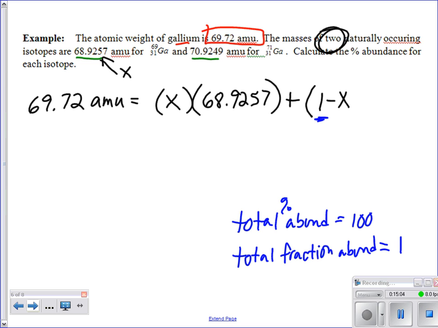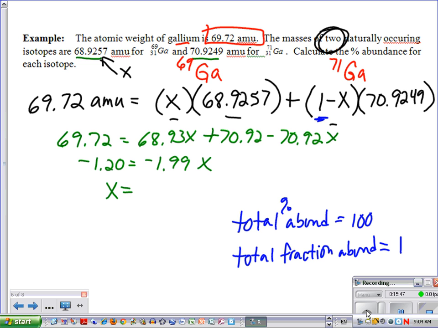We know that together these two things are going to add up to 1 since we're looking at it in a fraction form. So this percent abundance times our mass, plus this percent abundance times our other mass, which is 70.9249. Just to make sure we're clear, this right here is for gallium 69. This right here is for gallium 71. So now I am going to pause our video while everybody engages in a little bit of fun algebra.